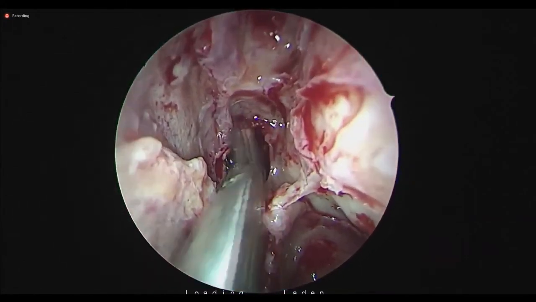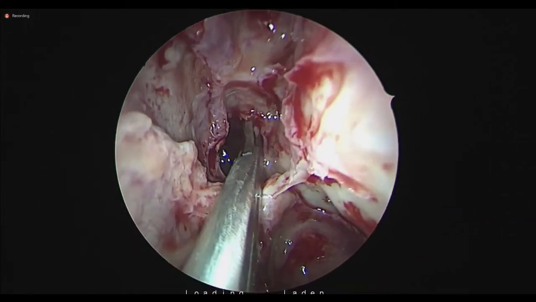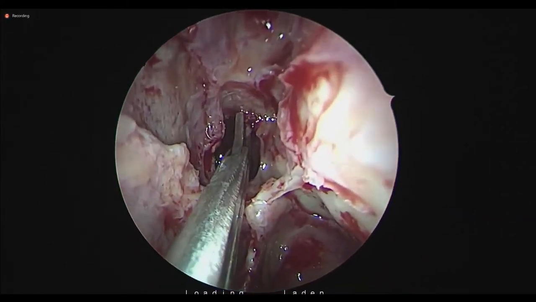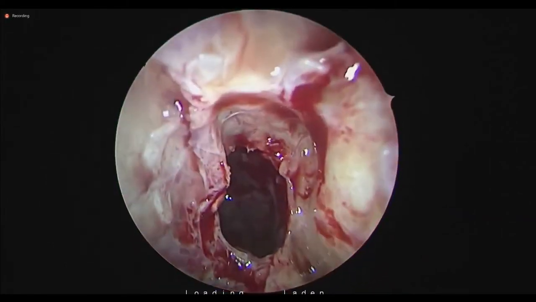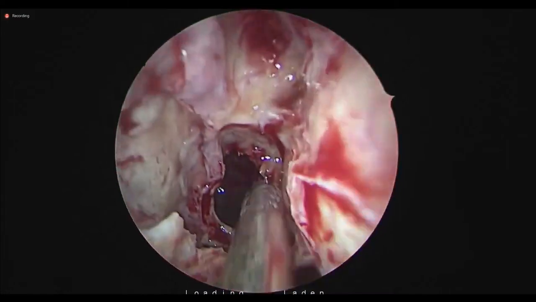So you are removing the roof? Yes. So I am further widening by means of a through-biting instrument anteriorly, not behind, not posteriorly. I may damage the septal branch.